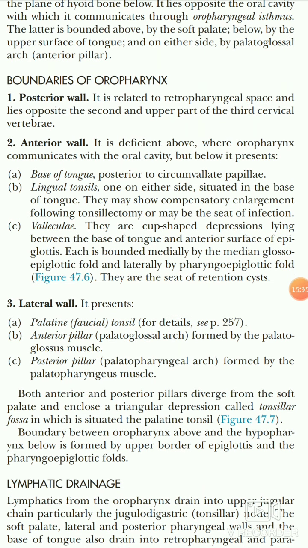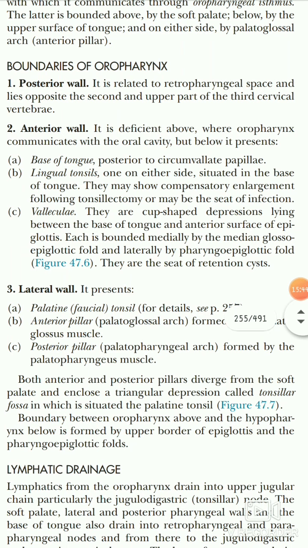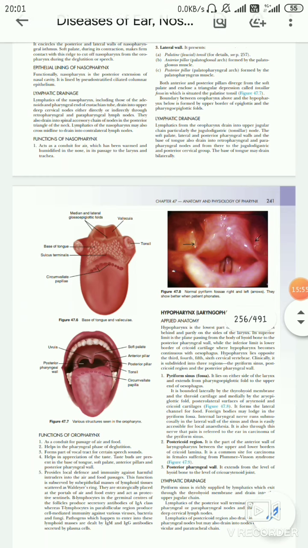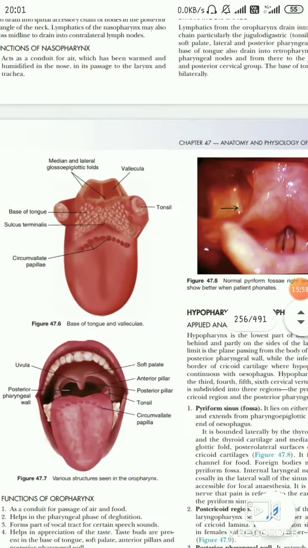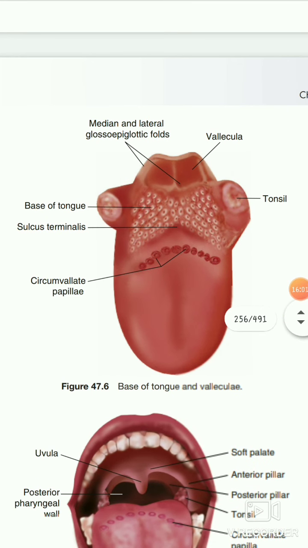Valleculae. They are cup shaped depressions lying between the base of the tongue and the anterior surface of the epiglottis. Each is bounded medially by the median glossoepiglottic fold and laterally by the pharyngoepiglottic fold. They are the seat of retention cysts. Figure 47.6. Base of the tongue and valleculae. Median and lateral glossoepiglottic folds. Valleculae. Tonsils. Base of the tongue, sulcus terminalis. Circumvallate papillae.